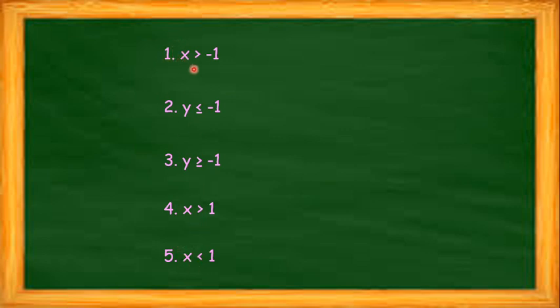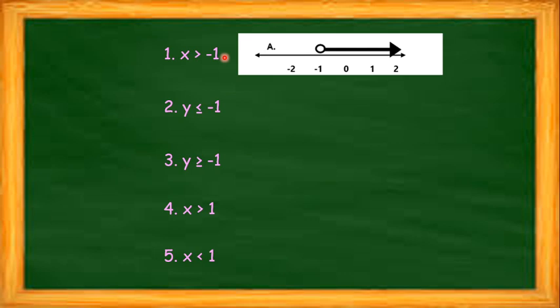Number 1, x greater than negative 1. Now, how to illustrate this into number line? We have here the critical point, which is negative 1. So, all numbers greater than negative 1 are the numbers to the right side of negative 1. And negative 1 is not included in the solution set. So, that's why we use a hollow dot.